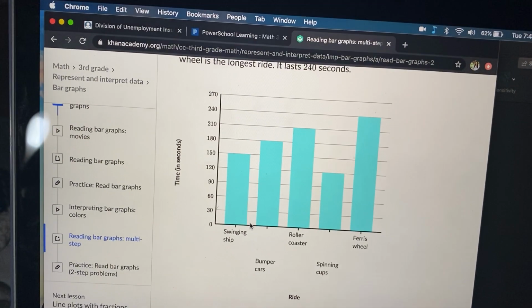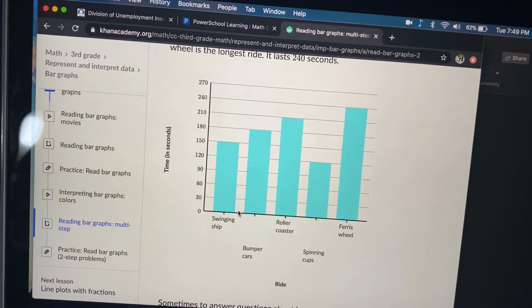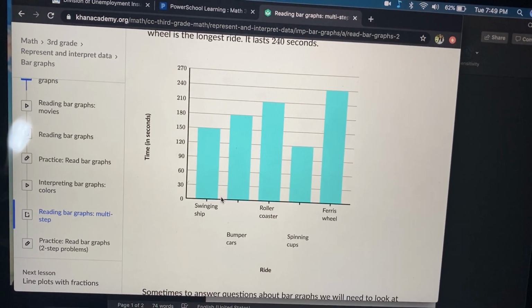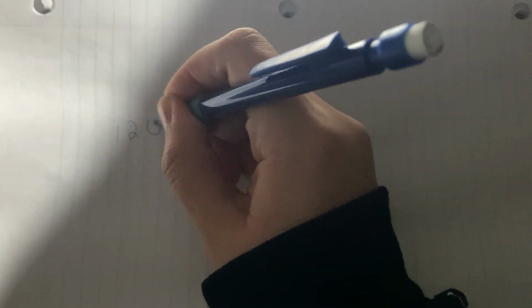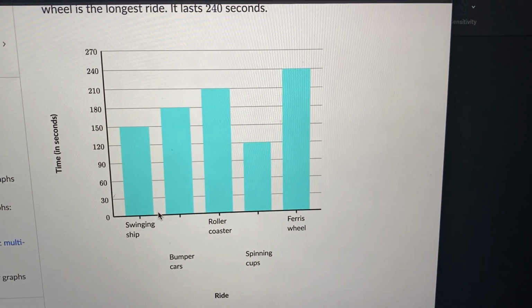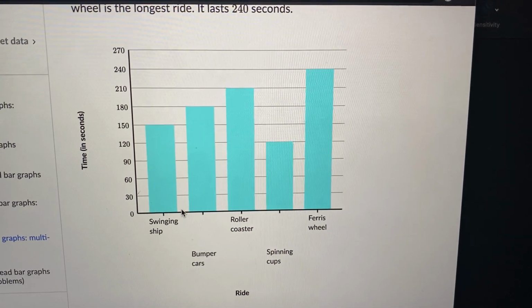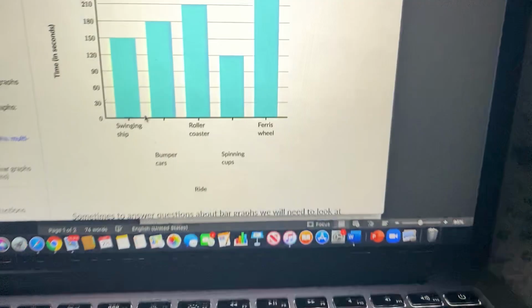And we can even make a number line if you want to, just in case it does get confusing for you. I don't mind doing that. So let's see. Here we have 120, right? And then here it's saying we have 210. Now, let's see. We know that 120 is our spinning cups. So let's put SP for spinning cups. And 210 is our roller coaster. So let's just put RC for roller coaster.